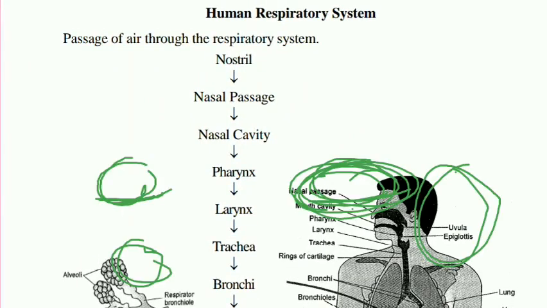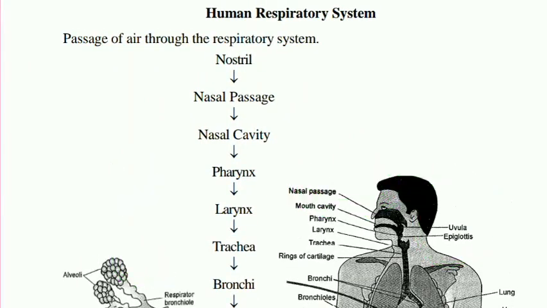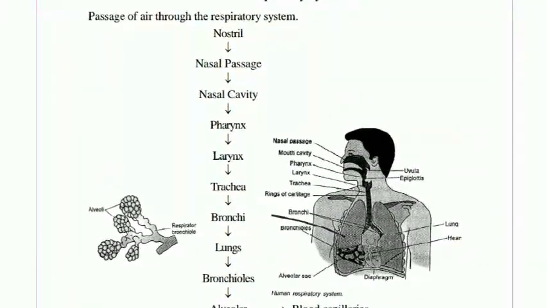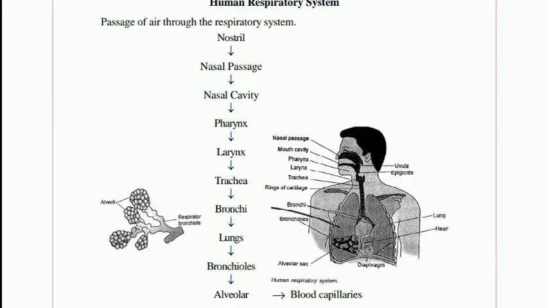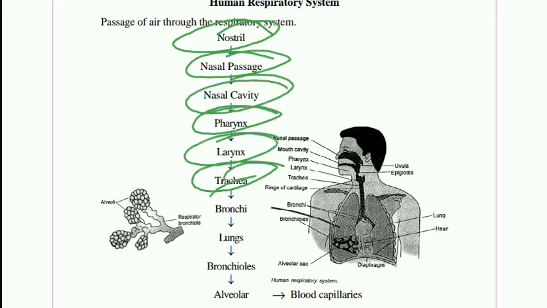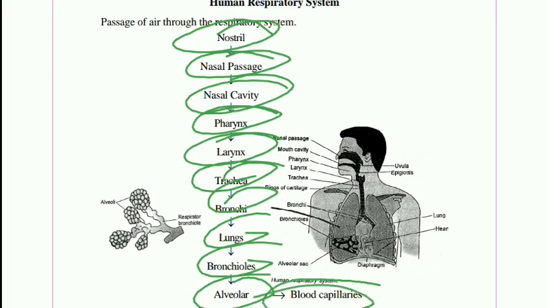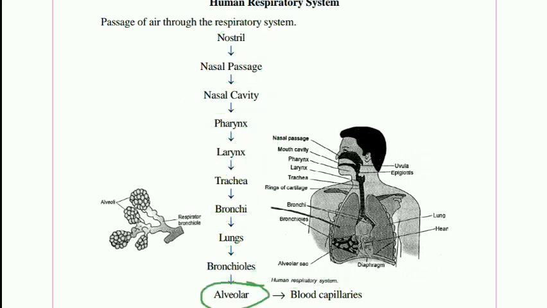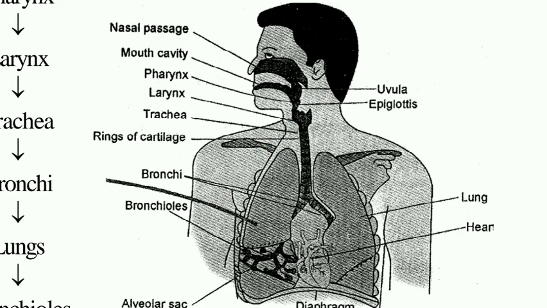Now we need to take a look at the human respiratory system. The human respiratory system begins right from your nostrils, then nasal passages, nasal cavity, pharynx, larynx, trachea, bronchi, lungs, bronchioles, and alveoli, then blood capillaries. Now what is alveoli? Let's have a look at this. This is our respiratory system, where we inhale oxygen. It comes like this, goes to the lungs, is absorbed here, and then transported through the blood capillaries to different cells of our body.